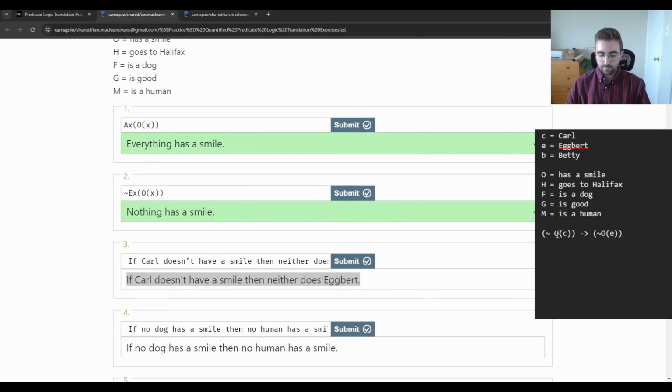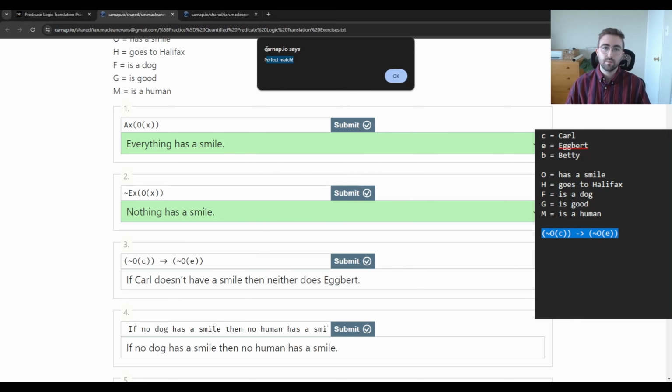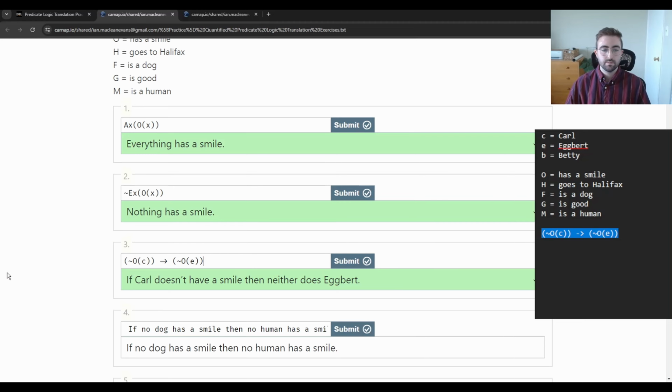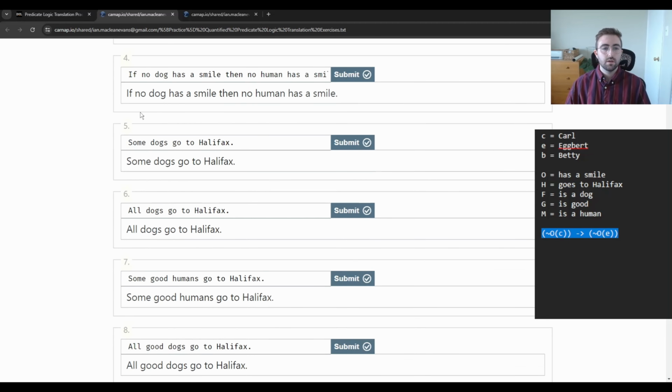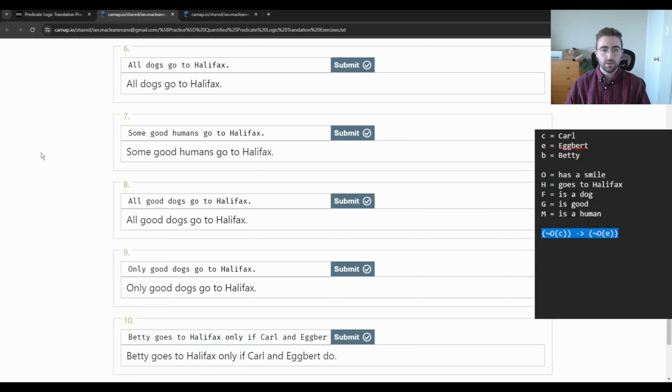And there you go. You can see we have if Carl does not have a smile, then Egbert does not have a smile, right? So let's copy that. Let's stick it in. And there you go. Perfect match. Look at that. Okay. So let's see. What else can we do here? Let's do a more complicated one.